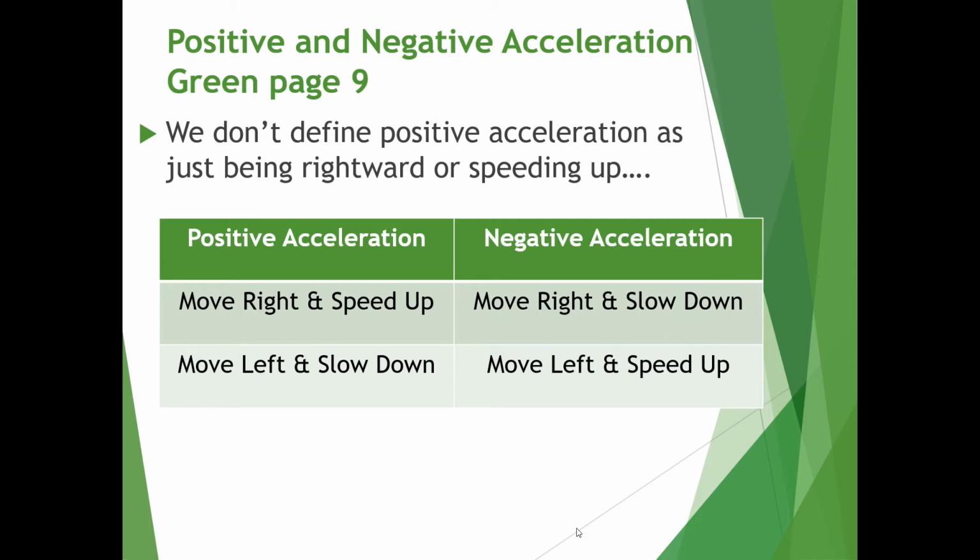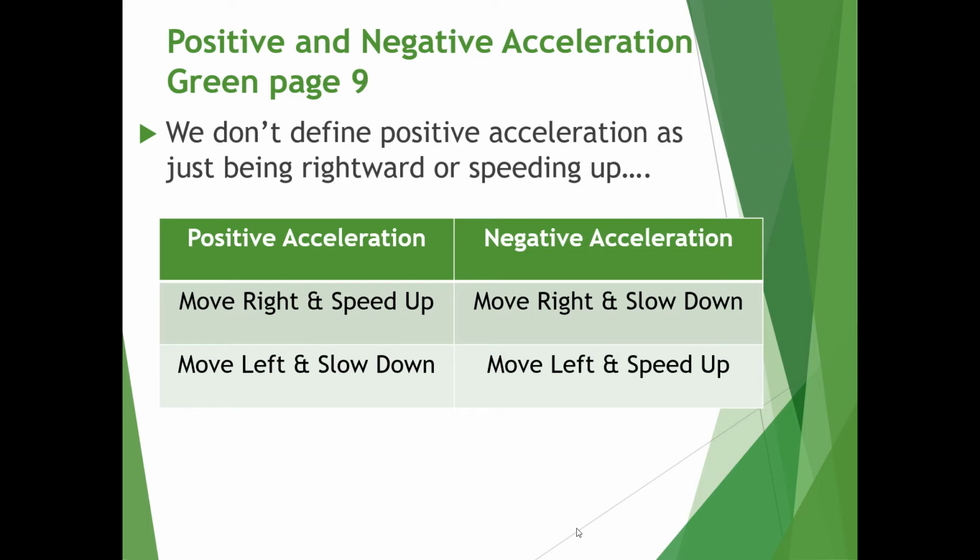We don't define positive acceleration as just being rightward or just speeding up. There are reasons for it, and as we get further into understanding acceleration, it'll make sense. But the table here is what gives it to you. Positive acceleration means you're moving right and speeding up, or you're moving left and slowing down. The negative acceleration are the other options: moving right and slowing down, or moving left and speeding up.